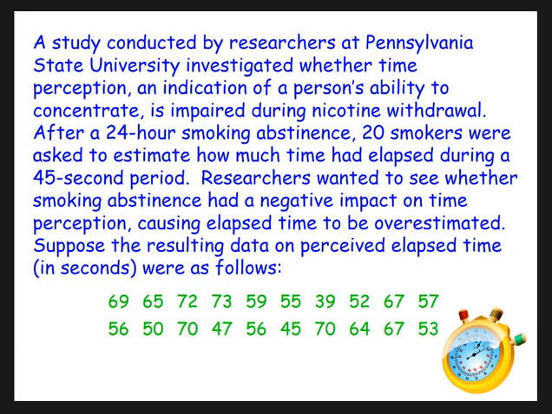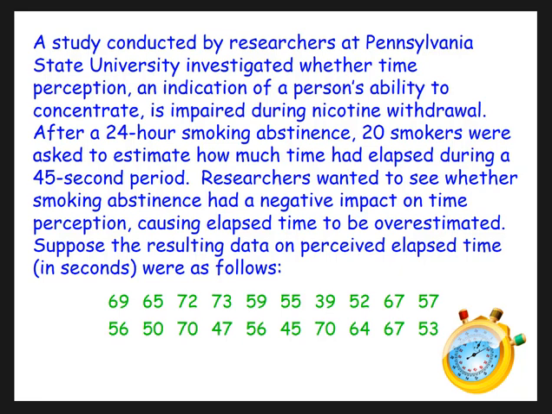So here's a study. Pennsylvania State University investigated whether time perception, an indication of a person's ability to concentrate, is impaired during nicotine withdrawal. After a 24-hour smoking abstinence, 20 smokers were asked to estimate how much time had elapsed during a 45-second period. Researchers wanted to see if smoking abstinence had a negative impact on time perception, causing elapsed time to be overestimated. So they wanted to show it to be overestimated. That says the alternative is going to be greater than a value.